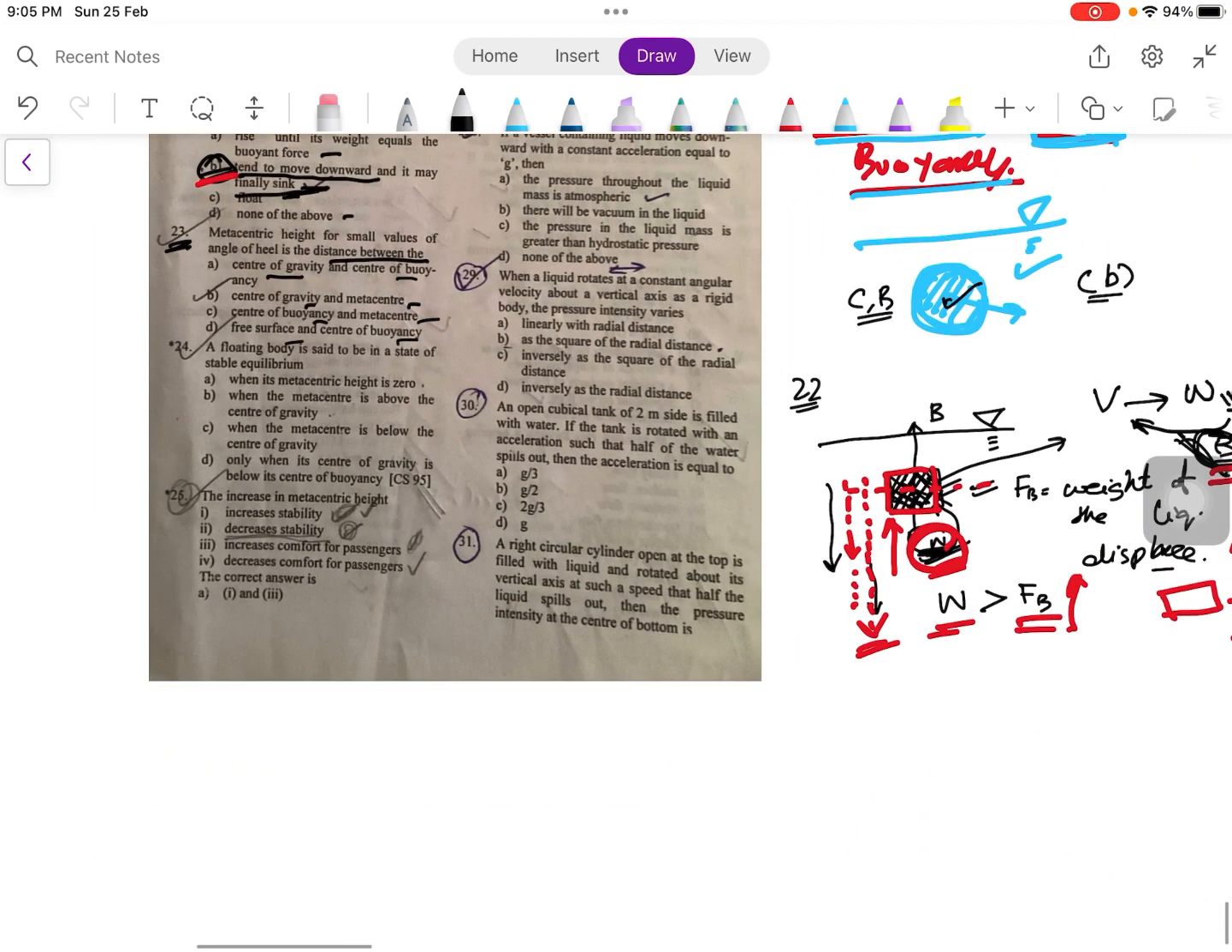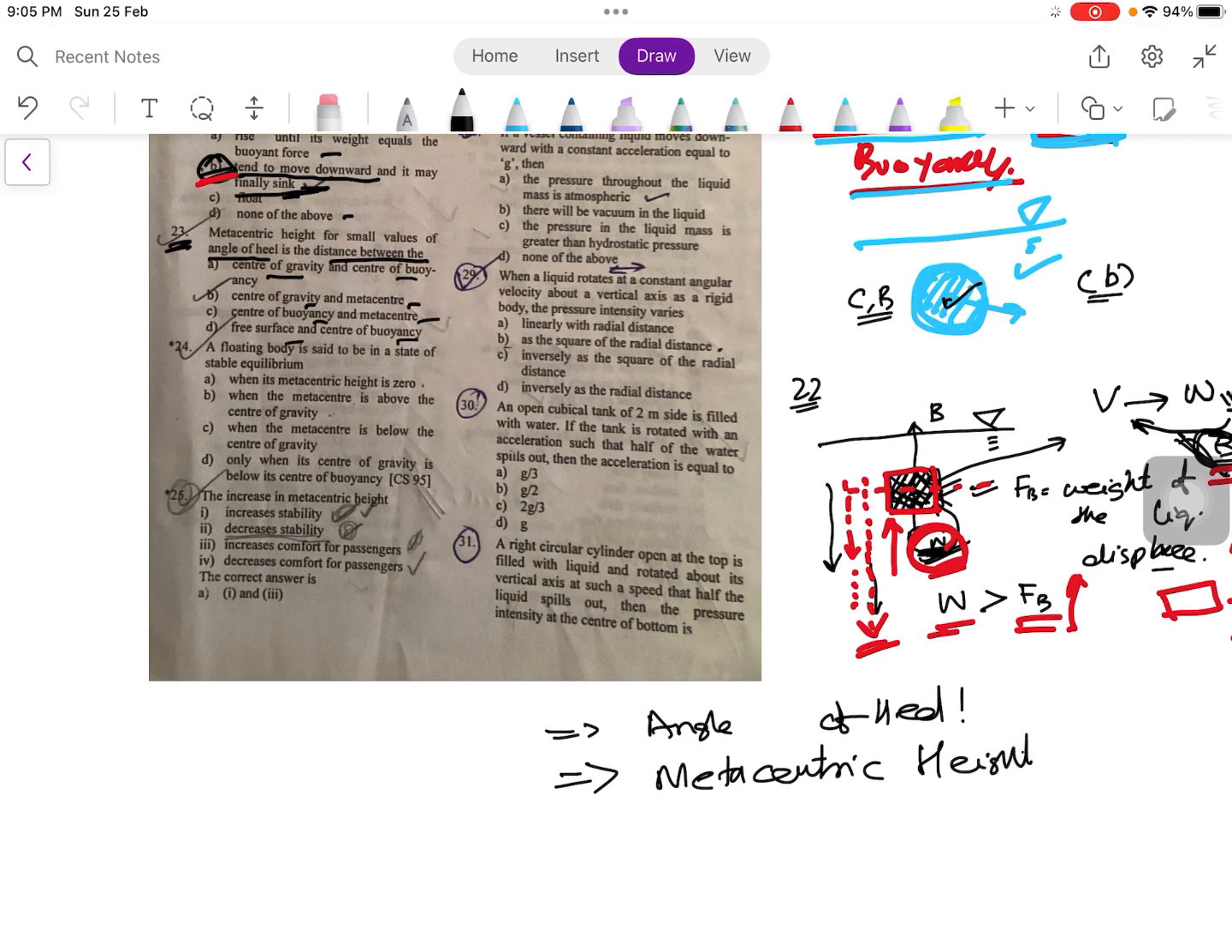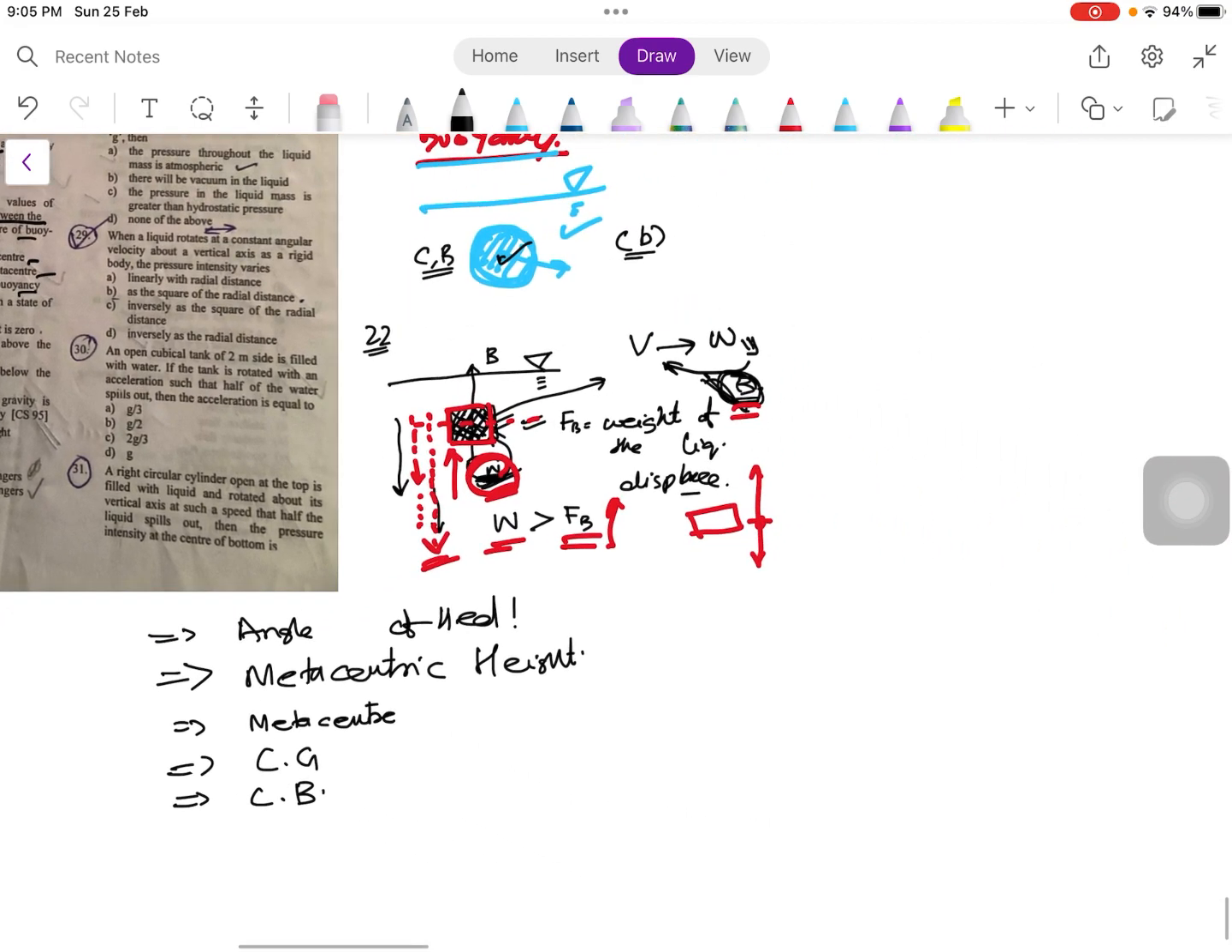All right. So two terms to note down here. First is the angle of heel. All right. So we have seen the angle of heel. Then there is a new term which is the metacentric height. Then we have the metacenter. All right. Then of course the center of gravity, and then the center of buoyancy. All right. So let us take an example.